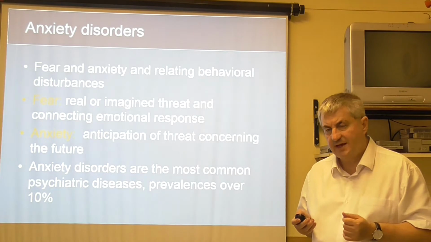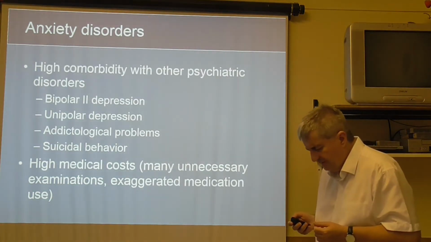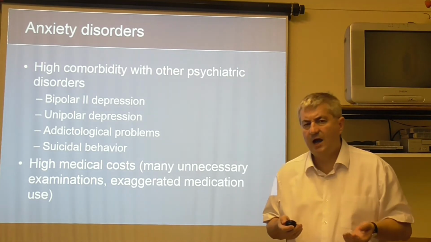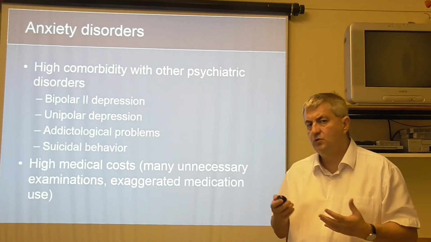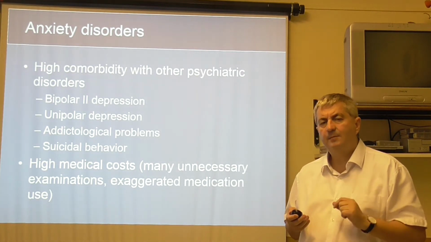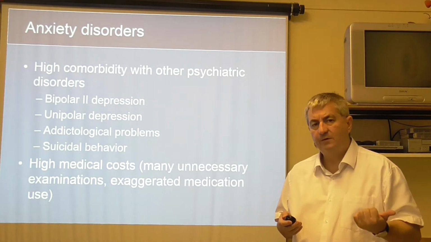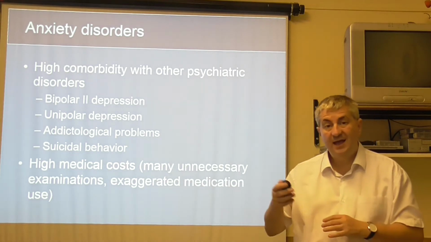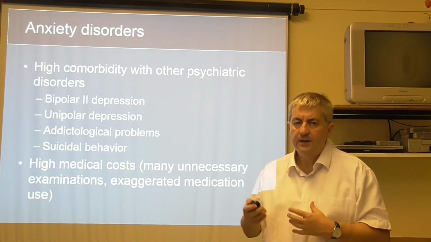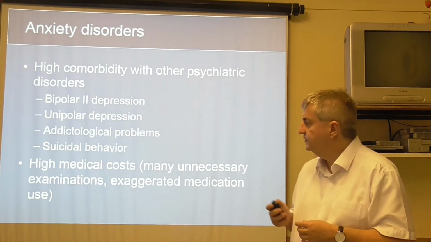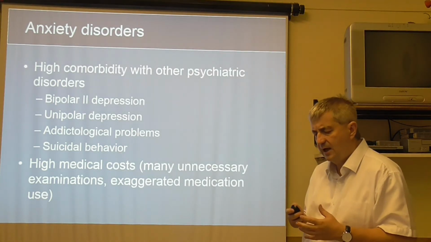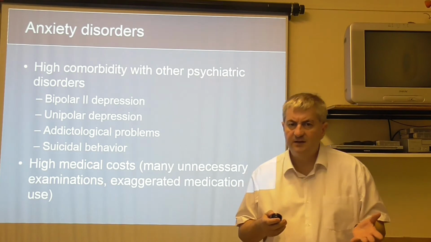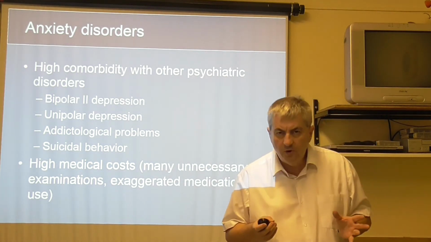Anxiety disorders are the most common psychiatric disorders. The prevalence is over 10%. There is a high comorbidity of anxiety disorders, which highlights the importance of the diagnosis and treatment of the disorders. For example, there is a high comorbidity with bipolar II affective disorder. Later we will learn that there are 2 types of bipolar illness, which was previously called manic depression. Bipolar I, when the patient has serious mania and serious depression, and bipolar II, when the patient has hypomania and serious depression. And with this bipolar II, there is a higher comorbidity of anxiety disorders. Unipolar major depression is also many times common with anxiety disorders. Then addictological problems and suicidal behavior, especially panic disorder and social anxiety disorder, are many times comorbid with suicidality.